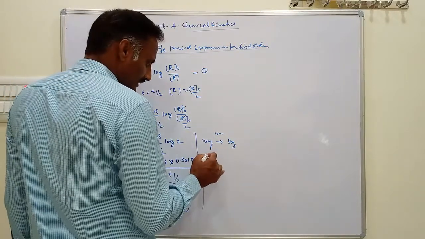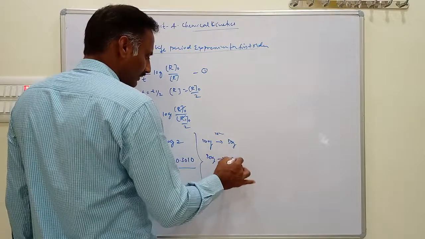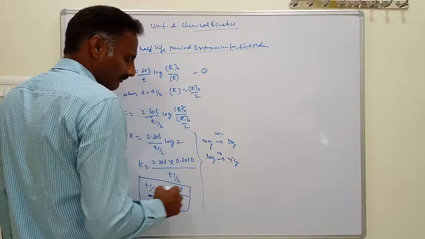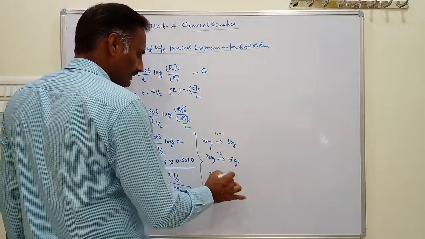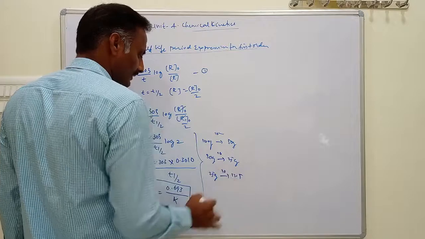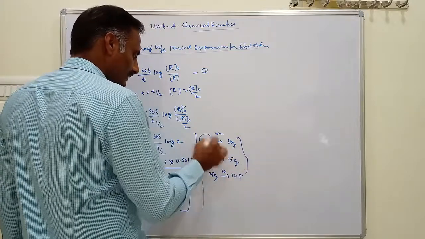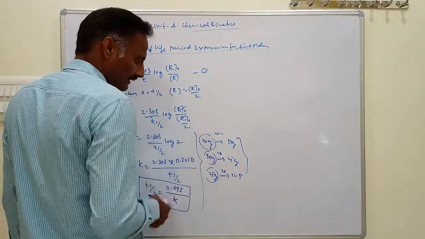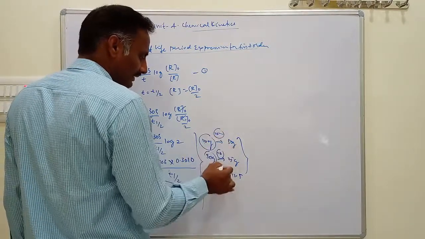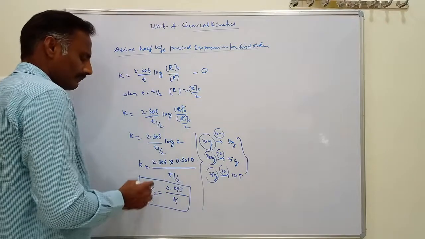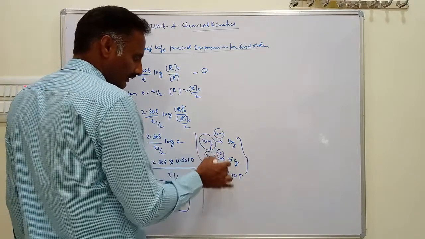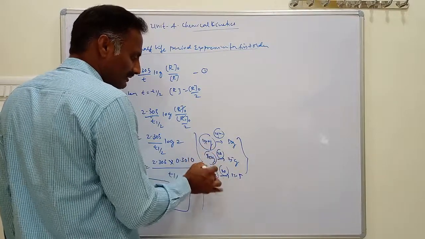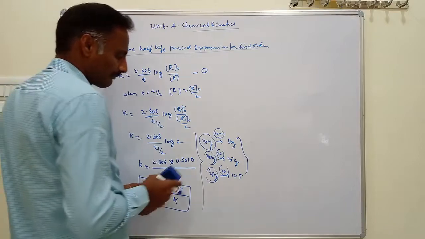Then if you are converting 50 gram into 25 gram, it also takes 10 minutes. Or if you are converting 25 gram of the substance into 12.5 gram, it also takes 10 minutes. Nothing but, whatever may be the initial concentration of reactant, the half-life period remains constant, 10 minutes. This is called independent. The half-life period of a first order reaction is independent of the initial concentration of reactant. This is the meaning of this relation.